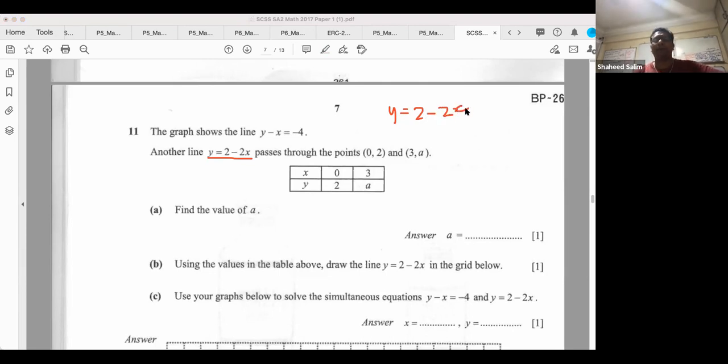So you want to find the values of x and y. x is 0, y is 2. Okay, so you don't need to do that. They want you to find what is A. A is the y value when x is 3. So let us find the value of y when x is 3. We just substitute the 3 down here. So what do you get? 2 minus 6 equals negative 4. Oh, okay, so A is negative 4.